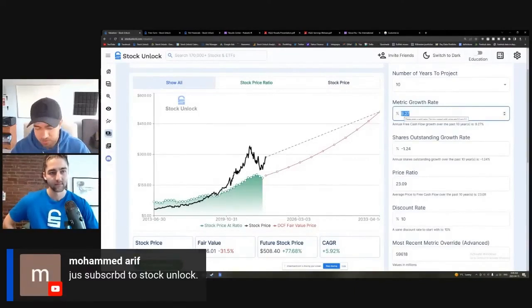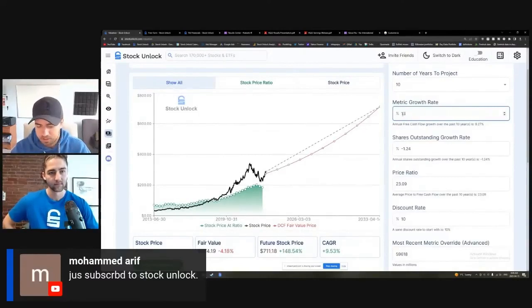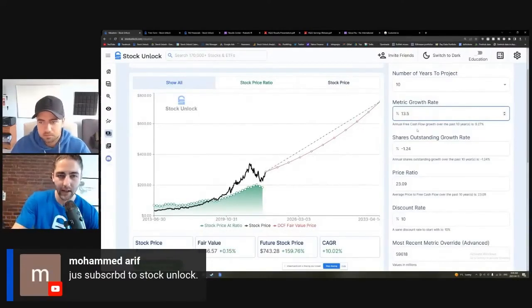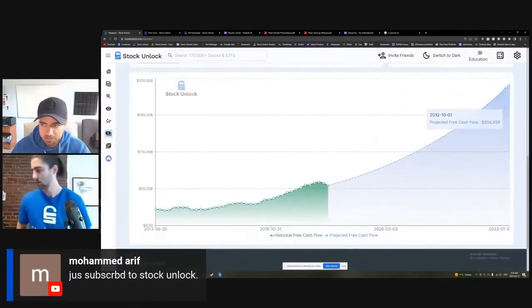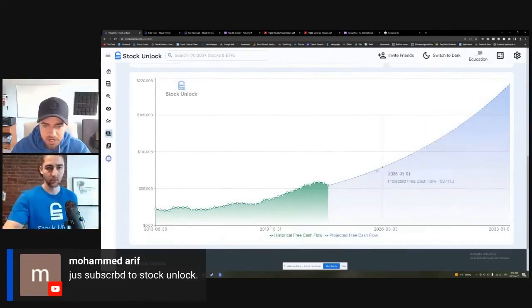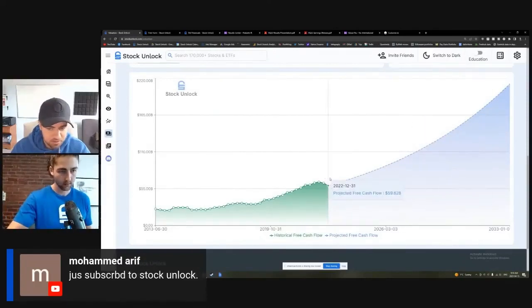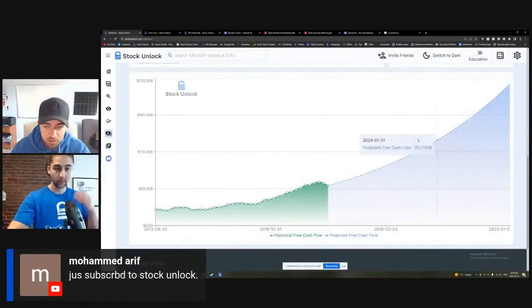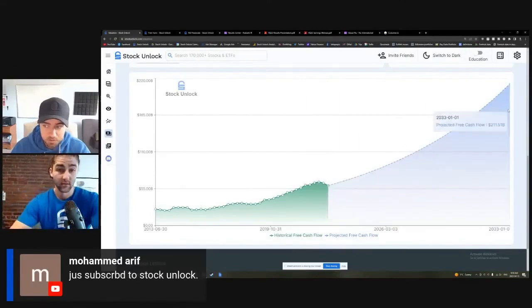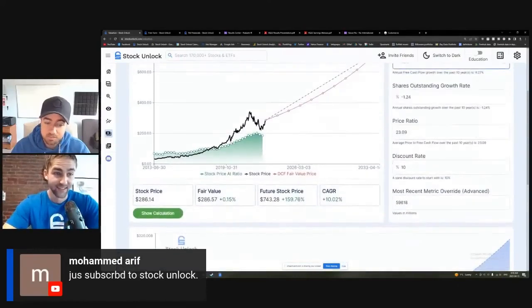So what would they need to do? Let's do 13%. 13.5. Okay. If we scroll down, what would that bring the total value to at the end of 10 years? Yeah, I'll take a look at that. But cool. Basically, Microsoft right now is priced as if it's going to grow its free cash flow by 13.5% a year over the next decade, which would end up being $211 billion in free cash flow. They did about 60 billion in the trailing 12 months. So they would have to basically more than triple free cash flow over the next decade to just be fair value today. That looks like an aggressive assumption.